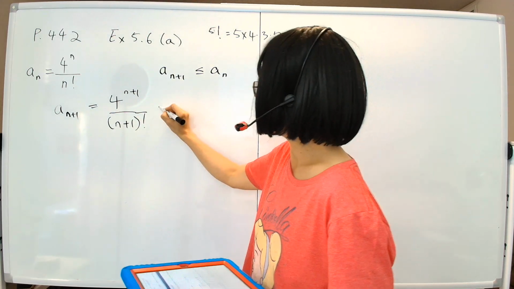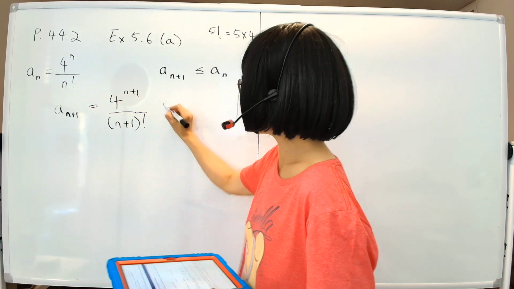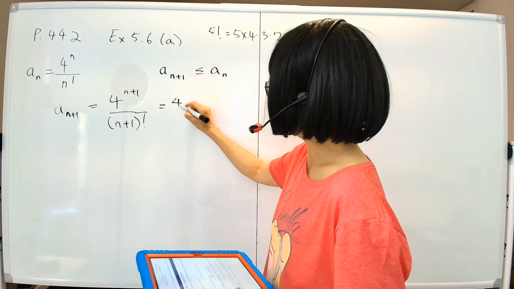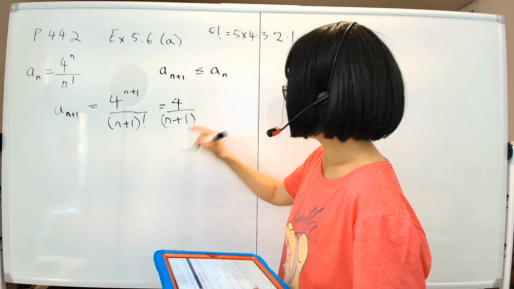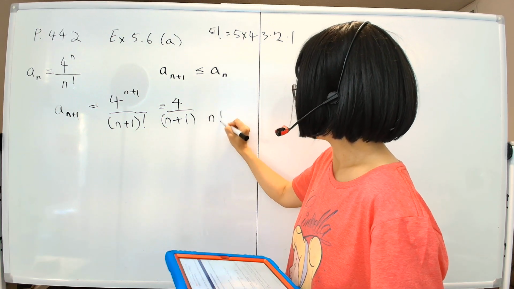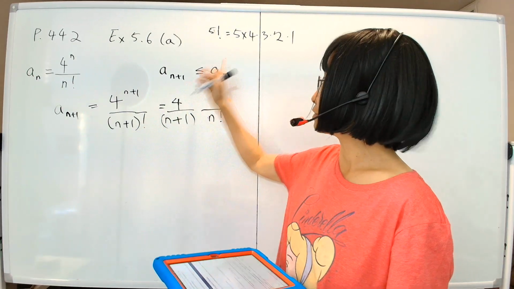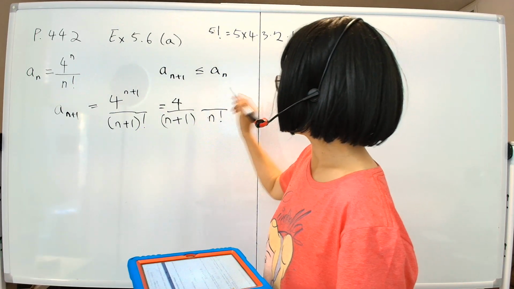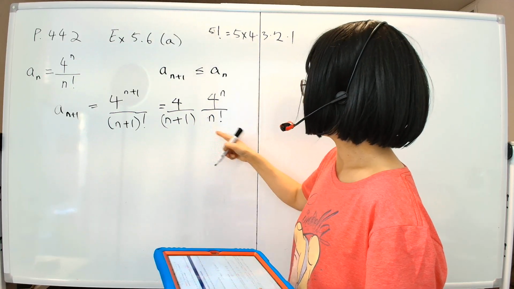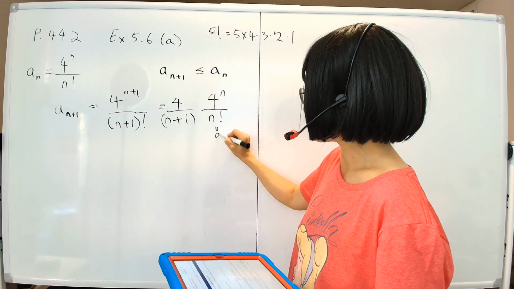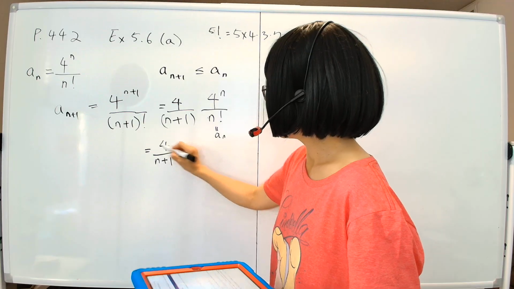Okay, so we'll manipulate this thing to make it look a bit like the an's and see how they compare. If we factor out the 4 and the n plus 1, we're left with n factorial. Remember, n factorial times n plus 1 becomes n plus 1 factorial by its definition. We take the 4 out, so we have only 4 to the n here. And this is exactly an. So that equals 4 over n plus 1 times an.